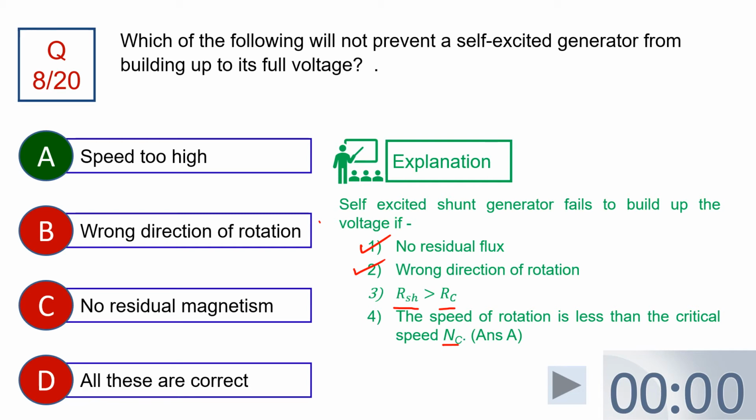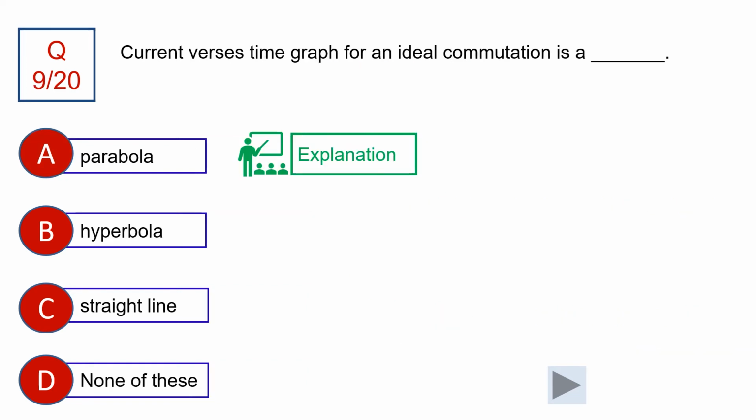And therefore if the speed of generator, if it is too high, then it will not prevent the generator to excite, and therefore option A is the correct answer. Question 9.